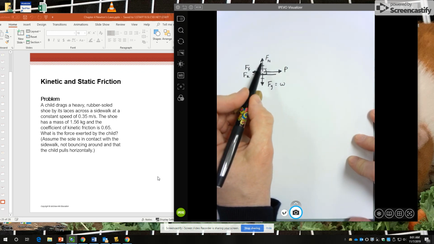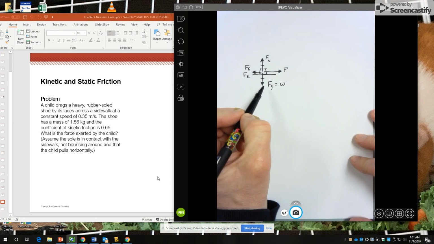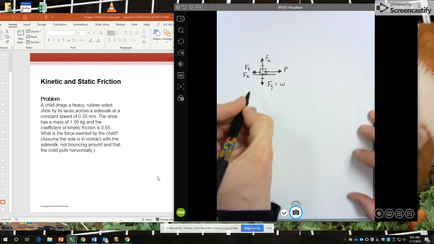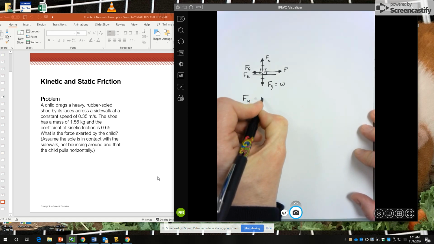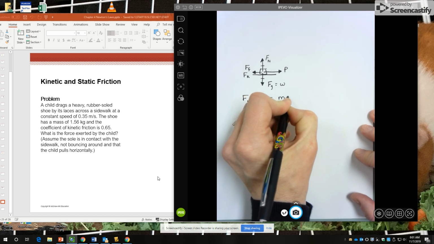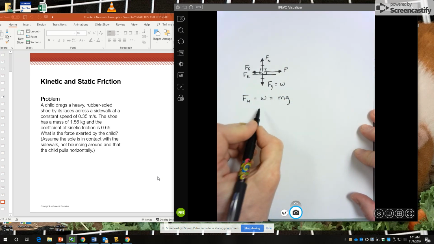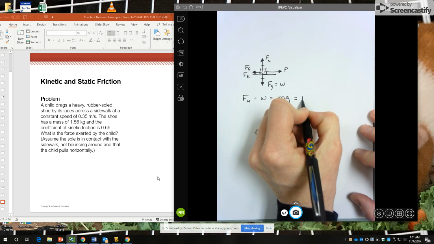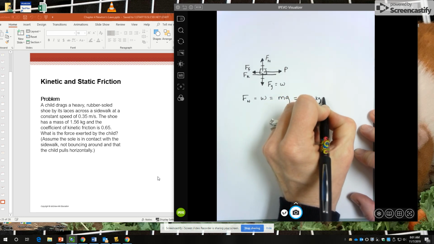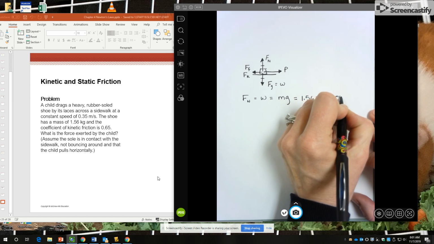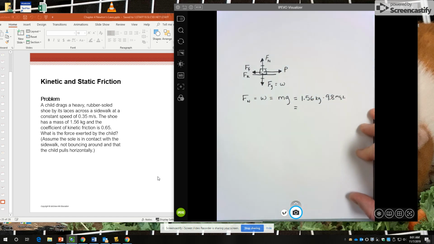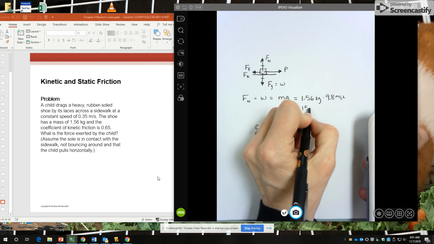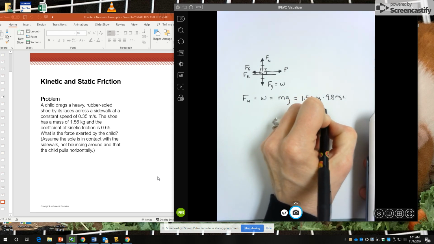I expect the shoe to remain steadily in contact with the sidewalk, not bouncing around. That's sort of stated in the problem. So I expect normal force to be equal to weight, and I know that weight is equal to mass times acceleration due to gravity. The shoe has a mass of 1.56 kilograms, and acceleration due to gravity on Earth is 9.8 meters per second squared. So there's a normal force on the shoe equal to 15.288, so let's call it 15.29 newtons.